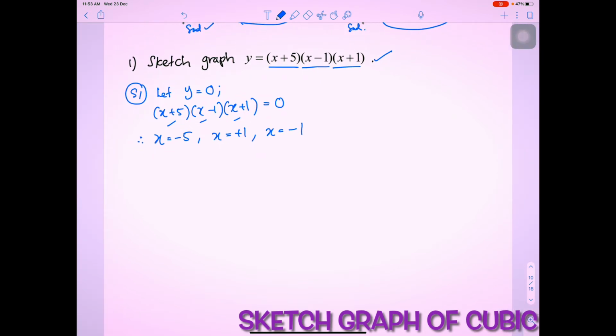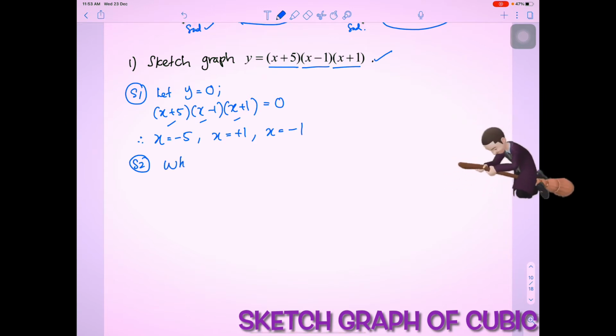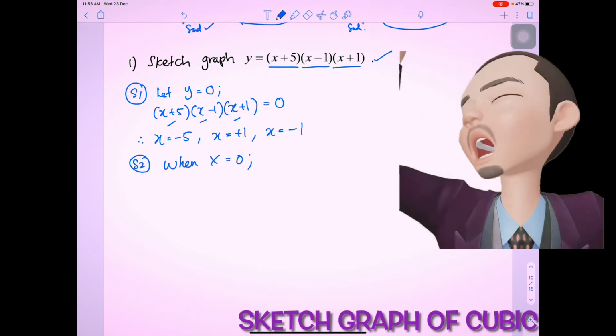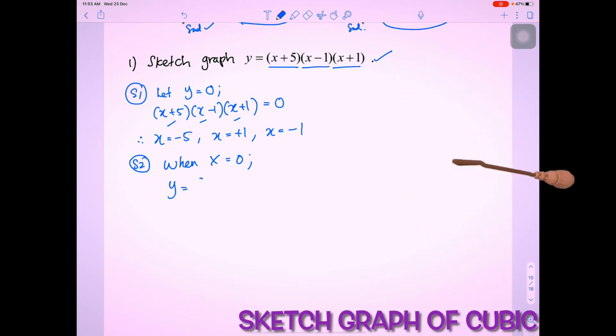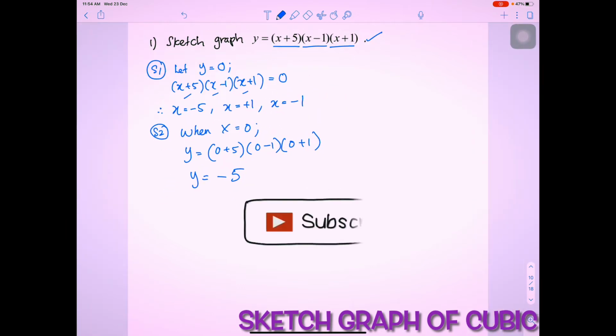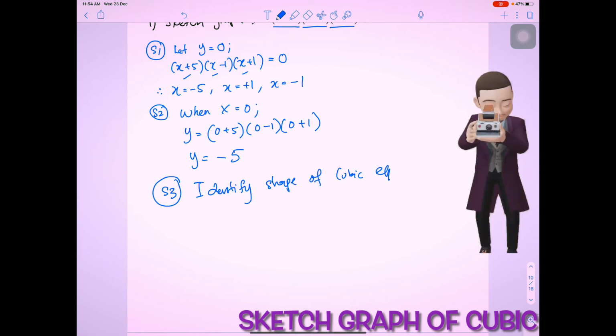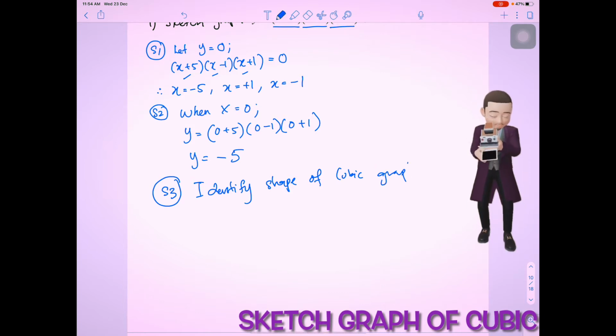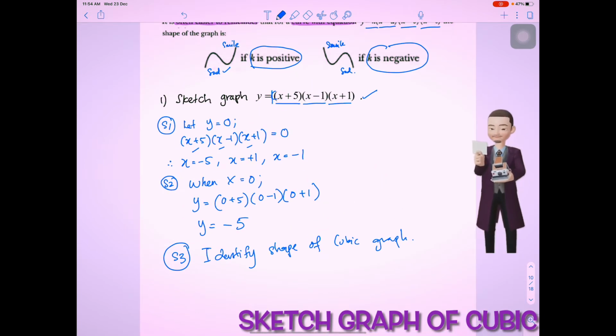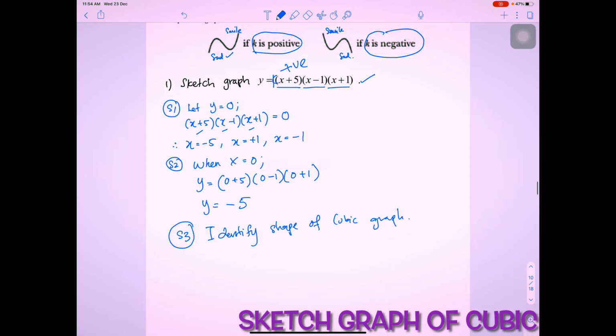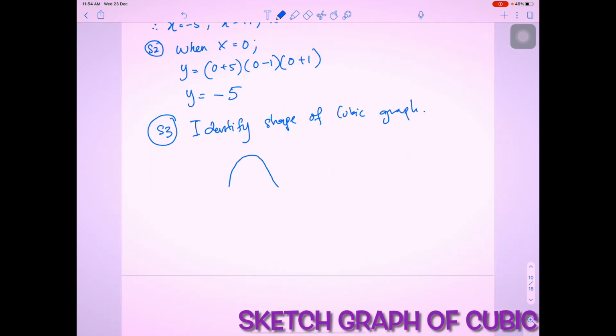So settle for step 1 and step 2. Okay, so step 2, when x equals 0, y equals, substitute 0 plus 5 times 0 minus 1 times 0 plus 1, so y equals negative 5. Okay, and then step 3, identify the shape of the cubic graph, because of k. From here k is positive. So set first and then smile later.